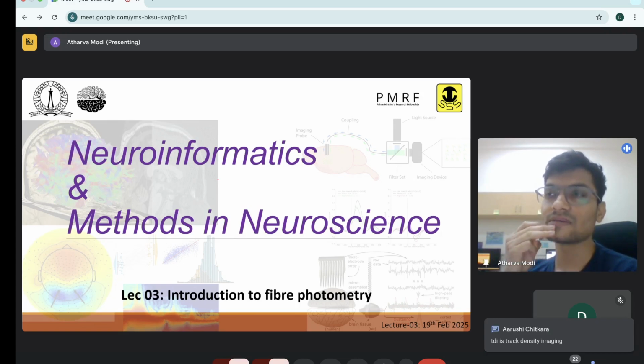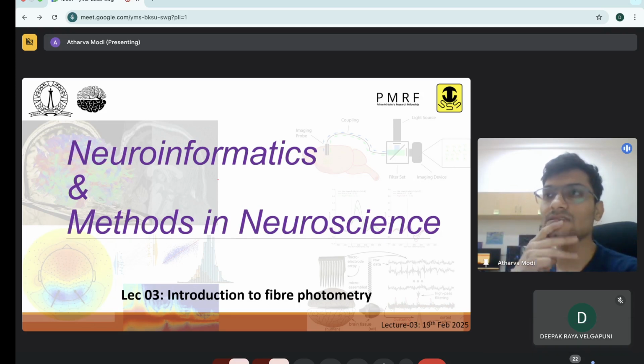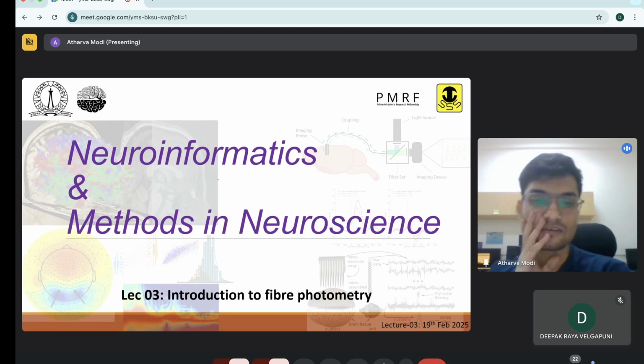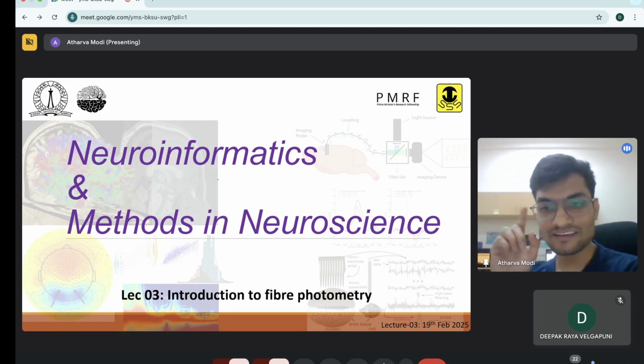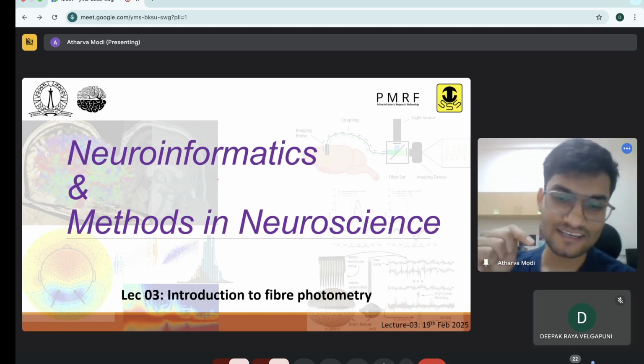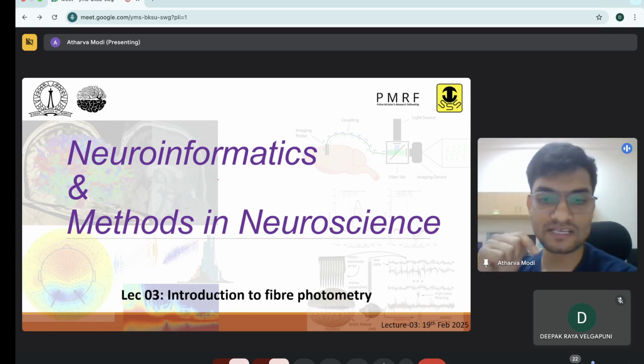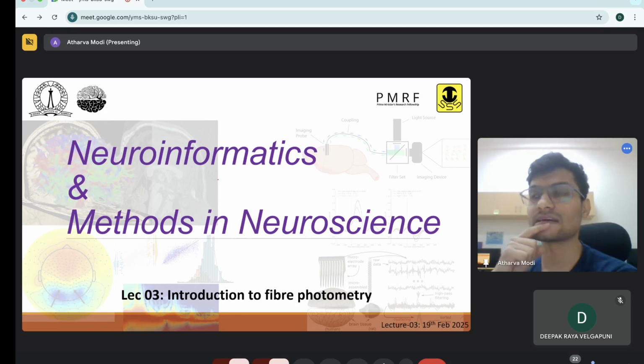Track density imaging. Okay, that track density imaging, I'm not fully aware of what that means, but if I have to guess, it's something related to the tracking of fibers in the brain. Calcium imaging, yes, calcium imaging. You are using now light to measure the activity inside the brain in calcium imaging.